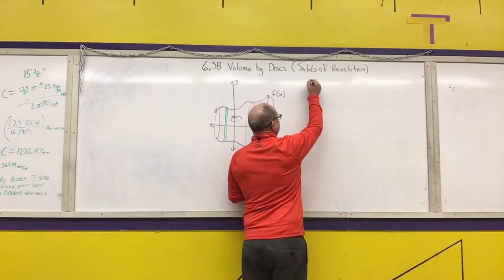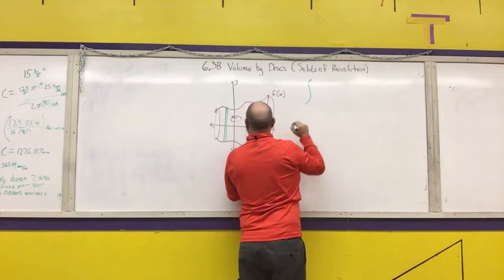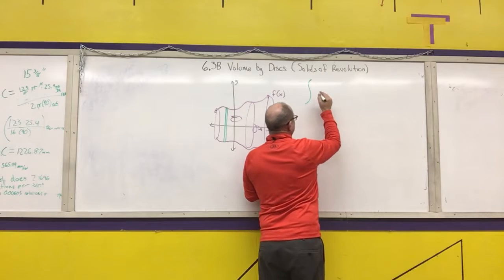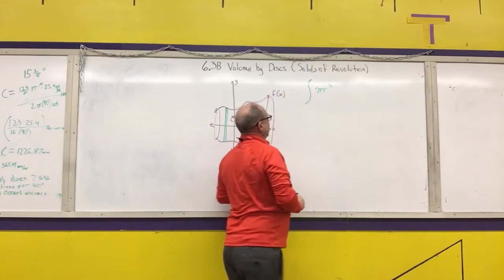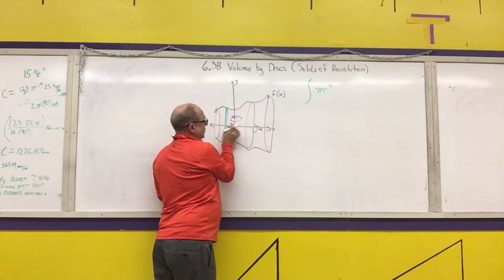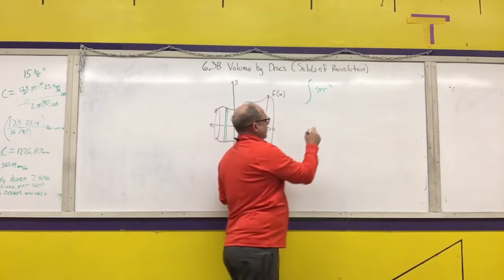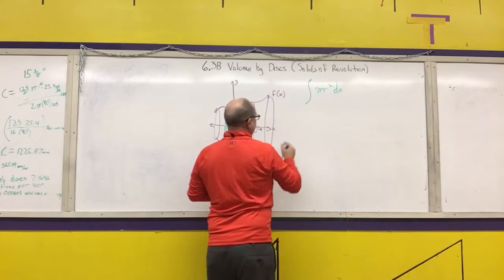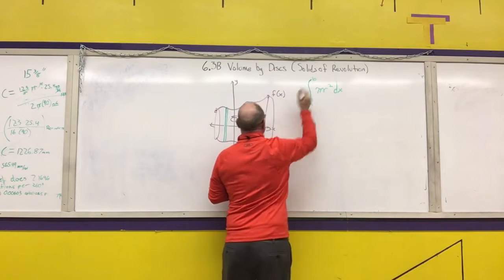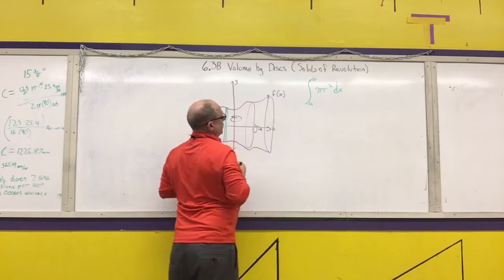So it's the formula of the base area times the height. Well, a circle's base area is pi r squared. And in this case, my height is going to be going from here to here, the thickness of that region, which would be dx. And again, we can go from A to B. We don't have to take the whole curve. We can just take part of the curve.